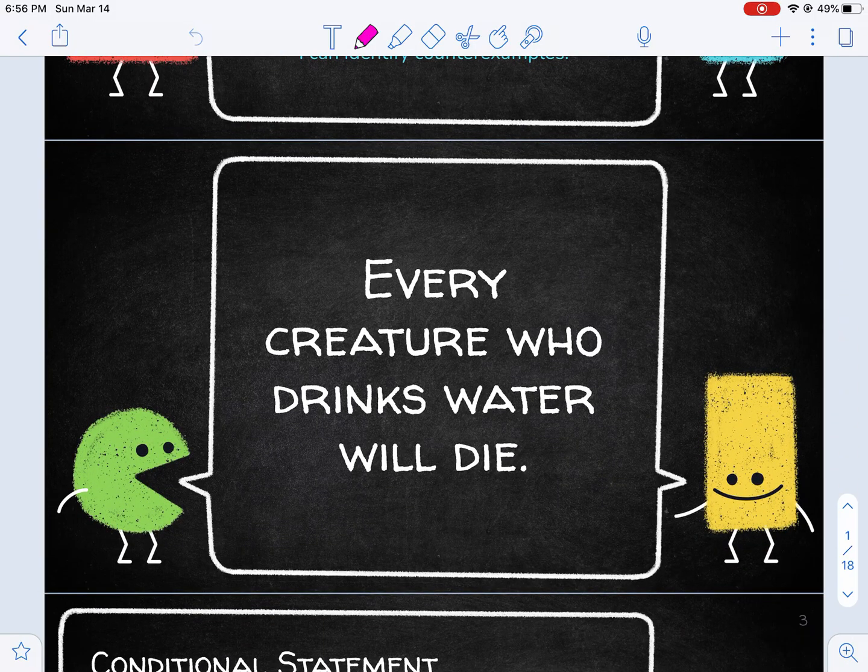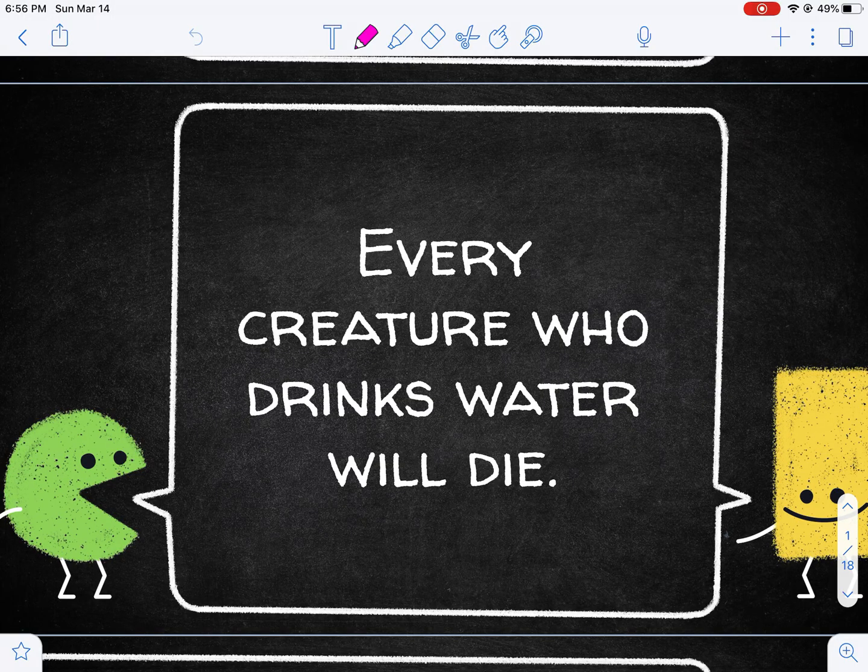So we're going to use this statement as our bouncing off point for all of these examples and definitions. We're going to work with: every creature who drinks water will die. Very dramatic, very over the top, but technically true. Technically, every single creature that drinks water will eventually die.